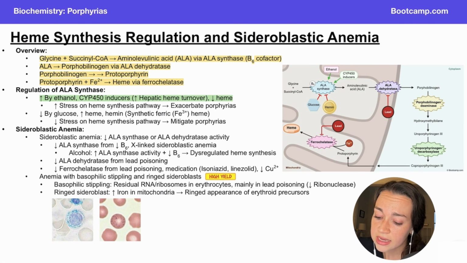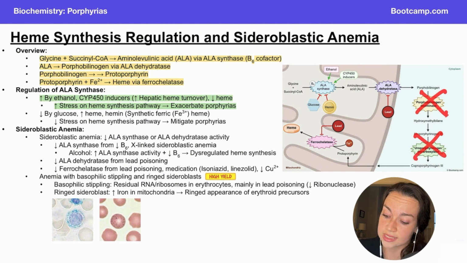So if you think about it, any of these things that induce the activity of ALA synthase are going to put stress on the heme synthesis pathway. These are signals of increased demand on the heme synthesis pathway. So factors like ethanol and cytochrome P450 inducers, anything that puts stress on this heme synthesis pathway is going to exacerbate porphyrias. Like we started to explain in the last video, porphyrias are a family of conditions marked by deficiencies of some of these heme synthesis enzymes.